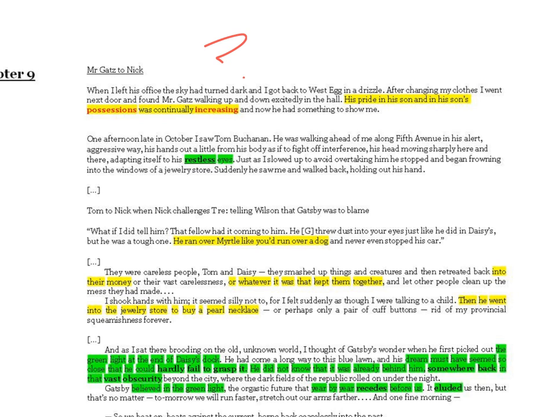We've just another reiteration of Tom's restless eyes. We've already discussed the ran over Myrtle like a dog. Then we have Nick's take as he says goodbye to the Buchanans, or certainly in terms of Tom. "They were careless people. They retreated back into their money or their vast carelessness, or whatever it was that kept them together." I think at this stage of the narrative, and how this line occurs so late in the story, we've been invited to reflect precisely on what keeps them together.